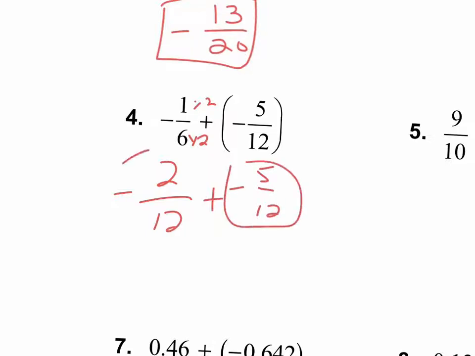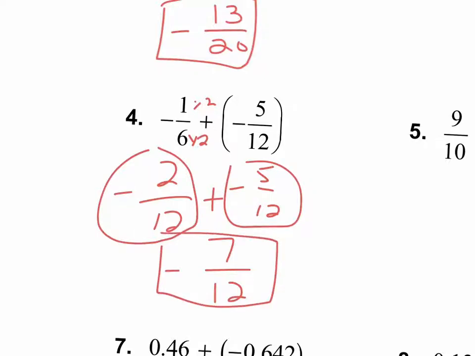Alright, so we have a negative, negative, same signs. We combine 5 plus 2 is 7. 12, we keep the 12, and negative, since they are the same signs, you keep the sign.